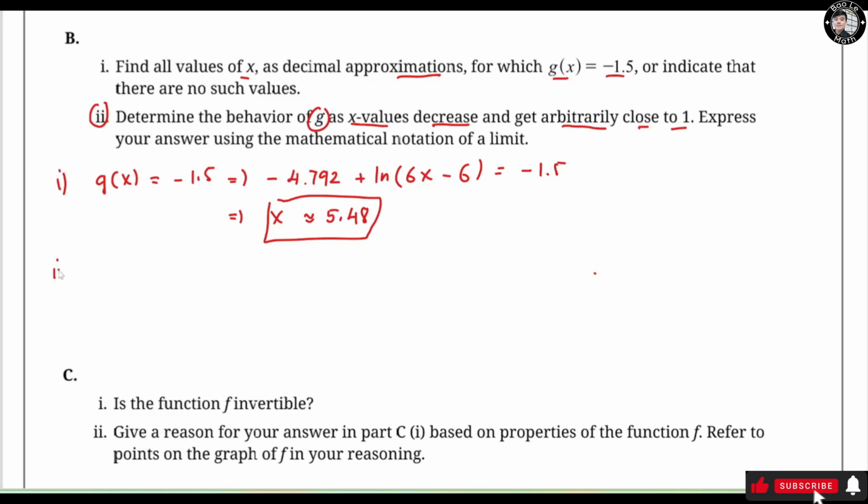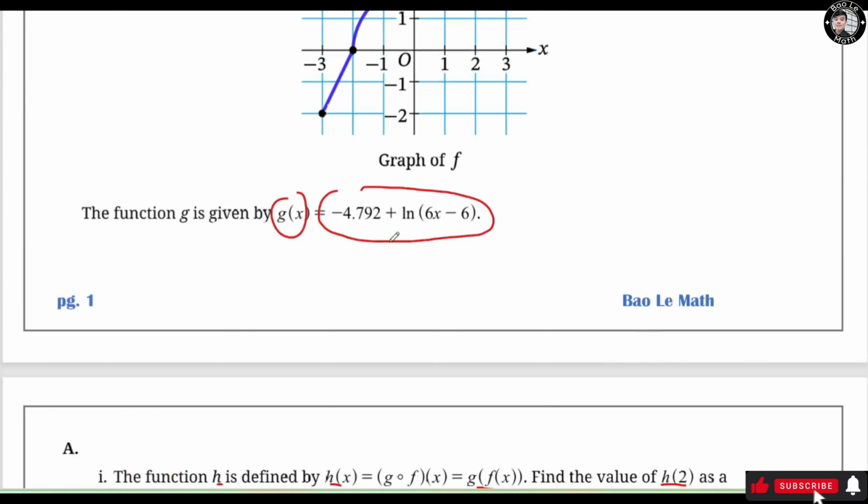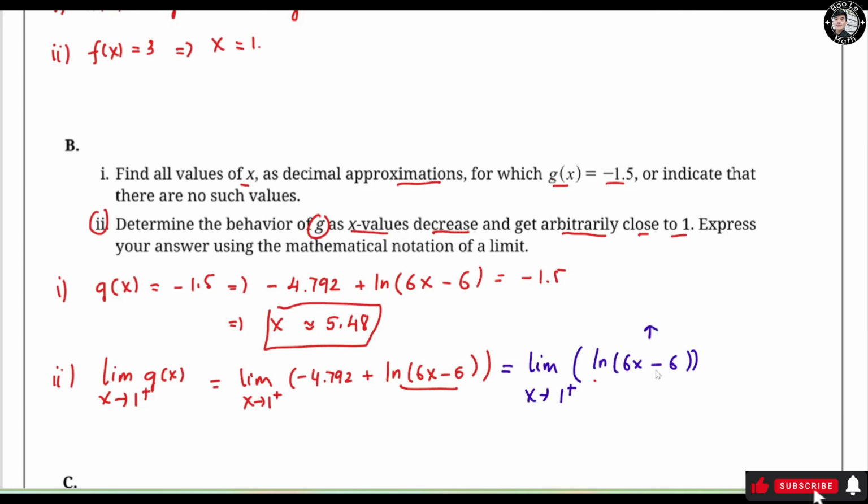Alright, so this is the same thing as finding the limit of the function g of s when s approaches 1 plus, right? Now the function g is right here. We look at the constant right here. This is actually the vertical shift, so it doesn't affect this limit. So only this part affects it. Now we need to find the vertical asymptote of this function.